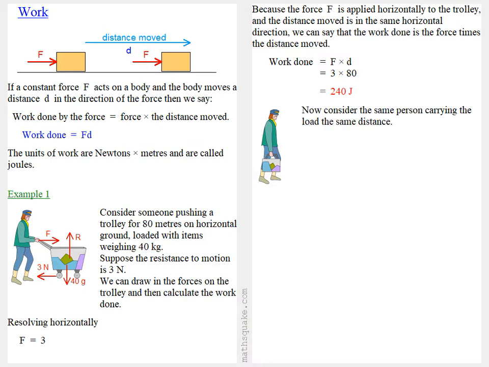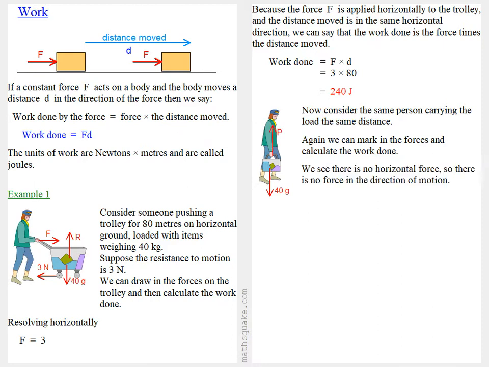Now let's consider the same person carrying the same load the same distance. Again, we can mark in the forces and then calculate the work done. There's still the weight of the load, which is 40g, acting vertically down. And the person holding the load is applying a force, we can call it P, acting vertically up. But we see there are no horizontal forces, and so there is no force in the direction of the motion. That means the work done is 0 joules.